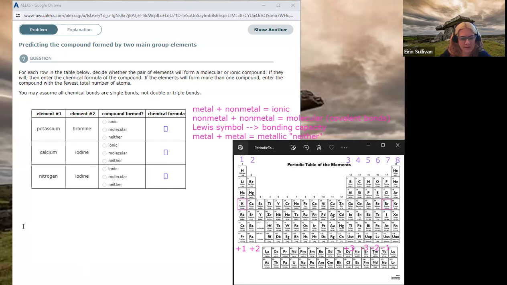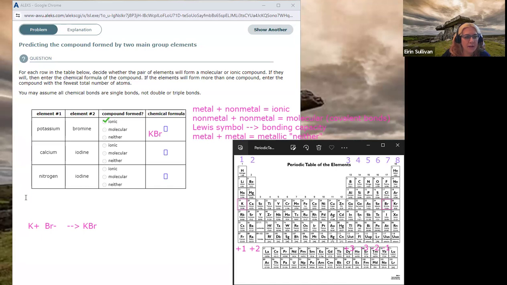So we can be pretty happy that potassium is going to form a +1 cation, bromine is going to form a -1 anion, so they will form the ionic compound in a 1-to-1 ratio, KBr, potassium bromide. So definitely ionic, and we are going to predict that it'll be KBr based on the charge considerations of the ions.